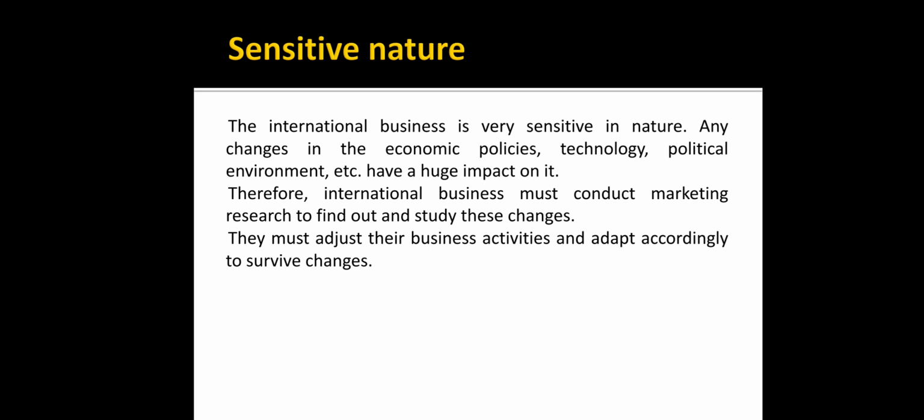Any changes in economic policies, technology, or political environment have a huge impact on it, because international trade is sensitive in nature. Whatever changes occur in economic policies, technology, or political environment, obviously affect international trade. The best example of this is the condition of India and China due to the corona pandemic, or the bad relations between India and Pakistan. These are examples of sensitive nature, as are India and China, or China and America.